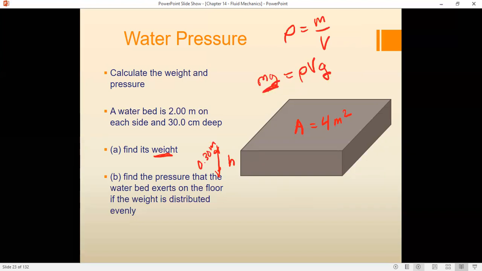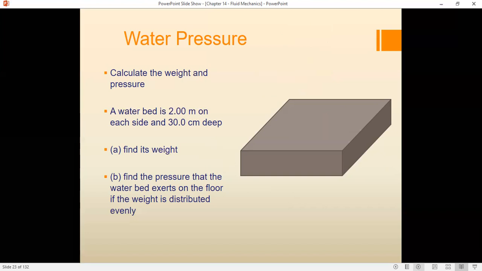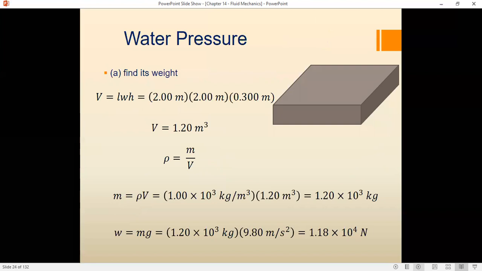What is the density? Well, the density of water is easy. It's 10 to the 3 kilograms per meter cubed. What is the volume? 4 times 0.3, well, that's about 1.2 cubic meters times 9.8 meters per second squared. That'll give you the weight. Okay, so we're going to do that first.